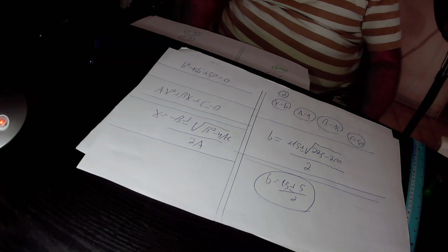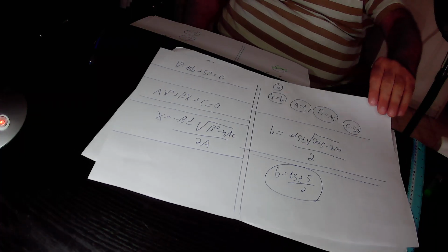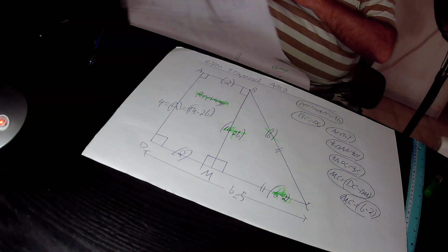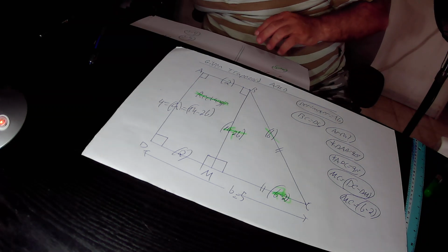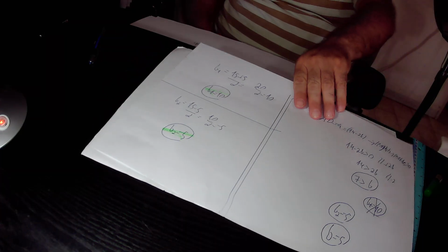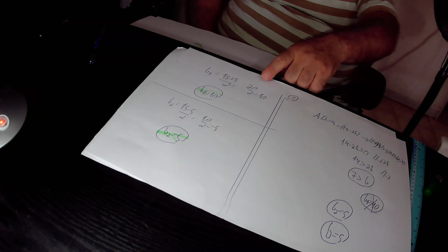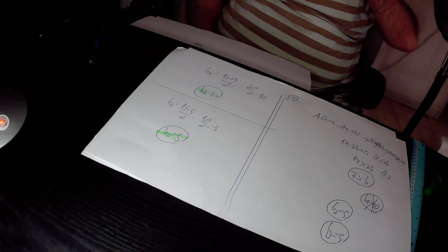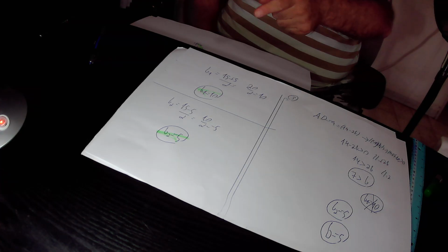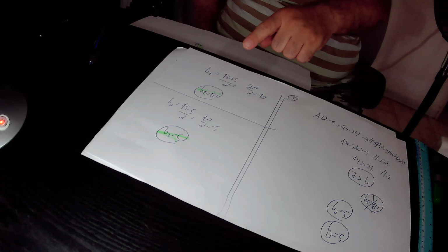We define the first solution for b as b1 and the second solution for b as b2. The first solution for b is b1, and b1 equals 15 plus 5 over 2. 15 plus 5 is 20, and 20 over 2 is 10. So the first solution, b1, equals 10.